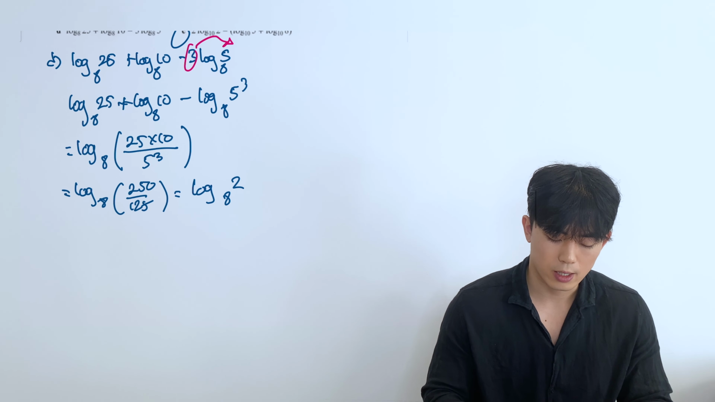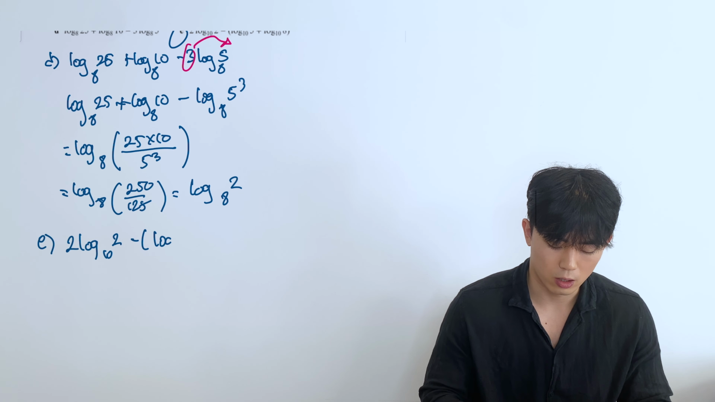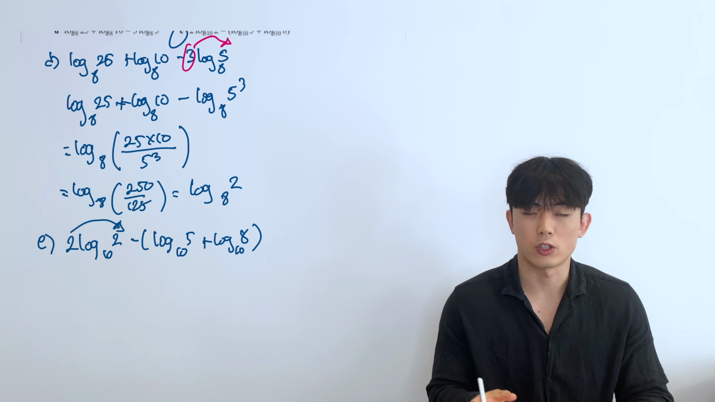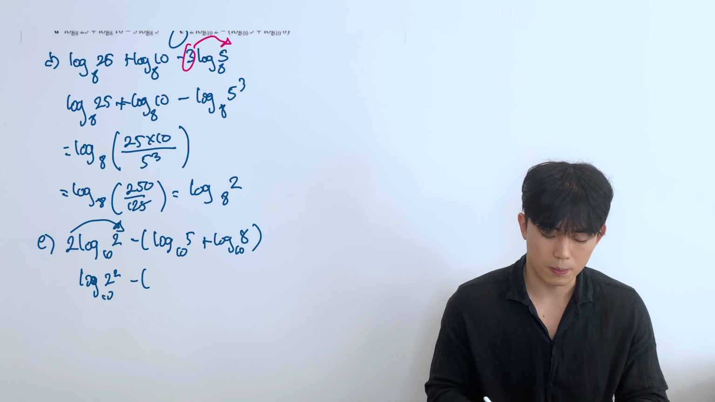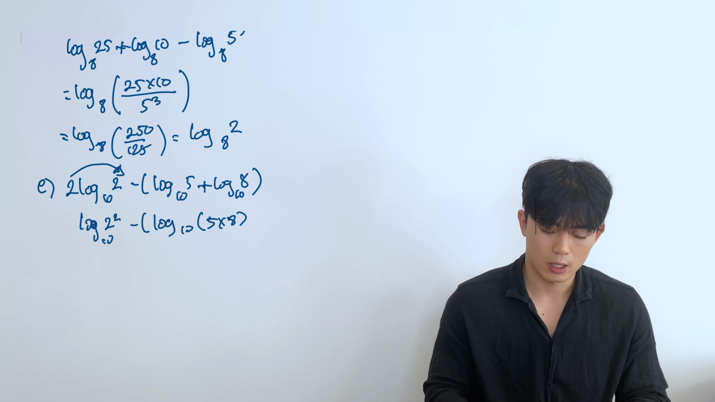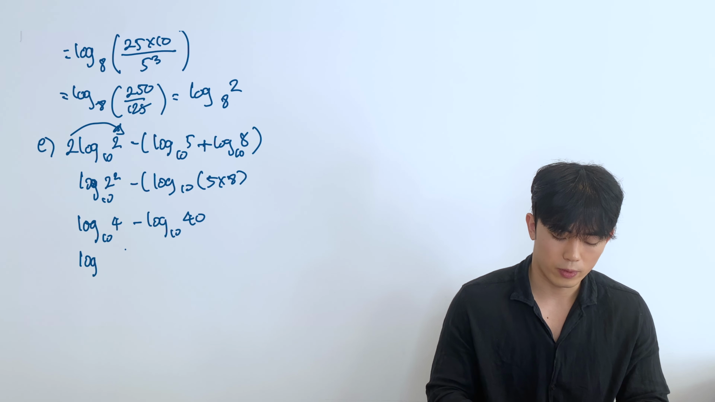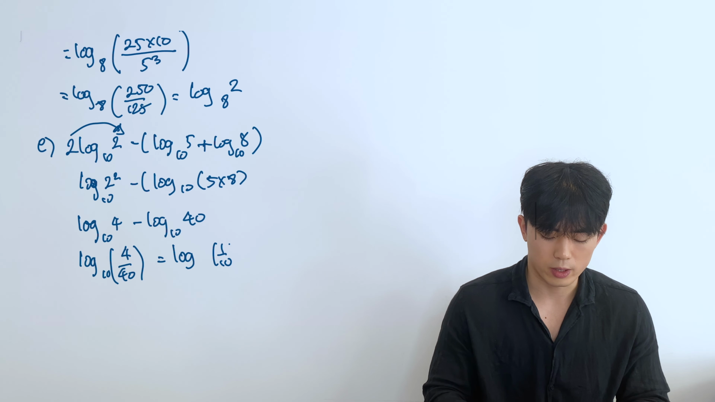Let's try another one. Let's try E. So let's say we have 2 log 2 base 10 minus, in brackets, log 5 base 10 plus log 8 base 10. Once again, they're the same base, so we can apply the rules. This 2 I'm going to bring up here before I do the multiplication and division rule. So this is going to be log 2 squared base 10 minus, I'm going to combine this now. So log 10, this is plus, we're multiplying, so 5 times 8. So this is going to be log 4 base 10 minus log 40 base 10, which I can now divide, so log 4 over 40 base 10, which is equivalent to log 1 over 10 base 10.